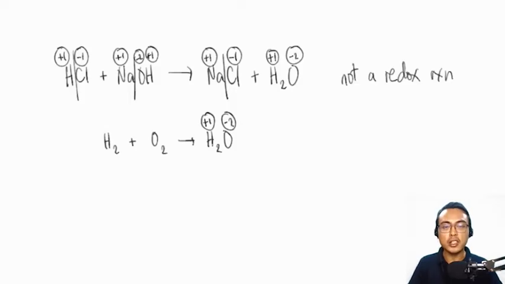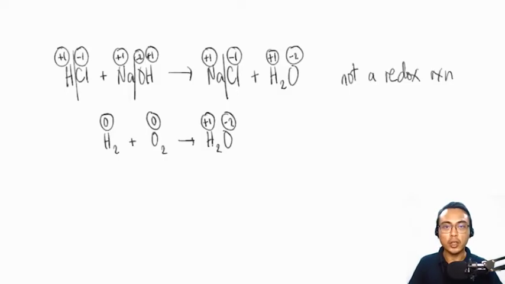This is another rule that you have to remember. If you find a free element in either your reactants or your products, all free elements have an oxidation state of 0. Okay? Regardless of their group number, if it is a free element, automatically its oxidation state is 0. So hydrogen, being a free element, has an oxidation state of 0, and oxygen, being another free element, has an oxidation state of 0.